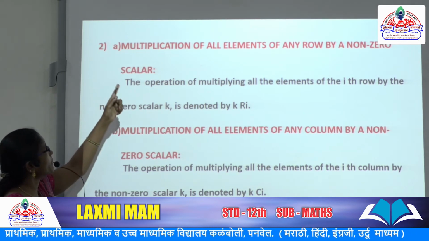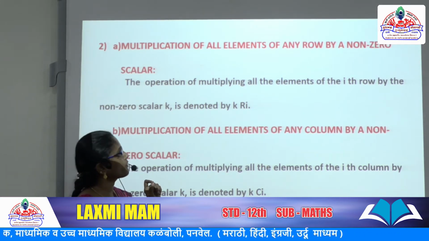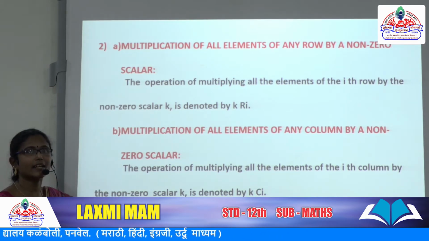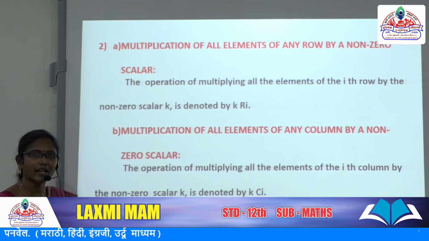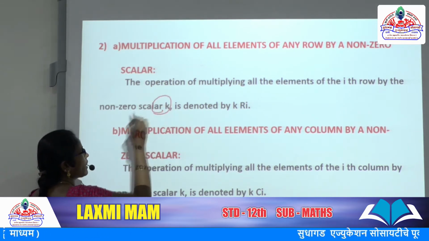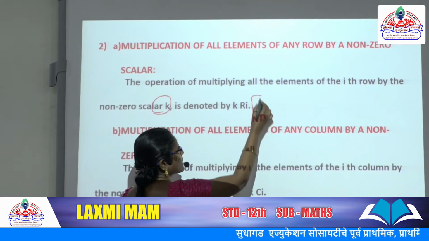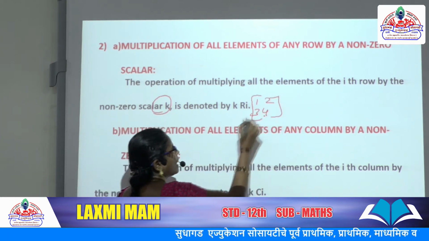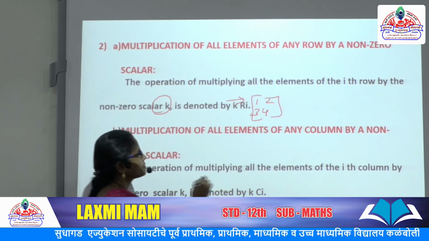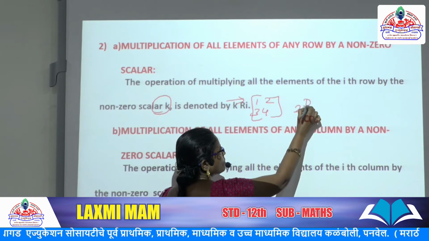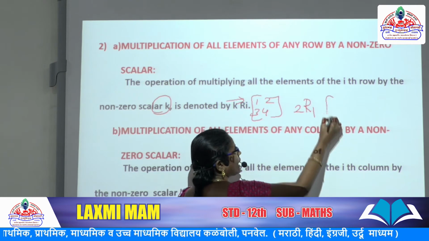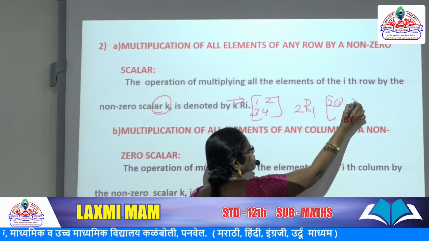Next type, multiplication of all elements of any row by a non-zero scalar. Scalar means that is a number. We can multiply any row by a scalar number. Let the scalar be k. See here some example. I want to multiply the row 1 by a number 2. So we have to multiply by 2.